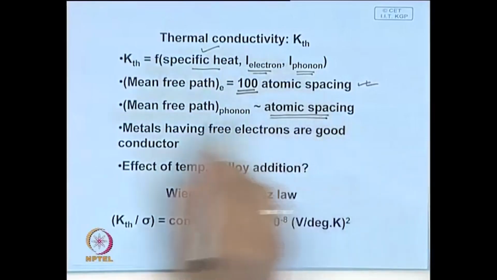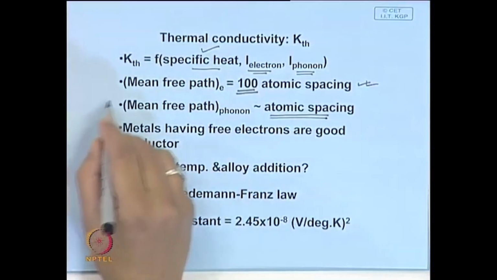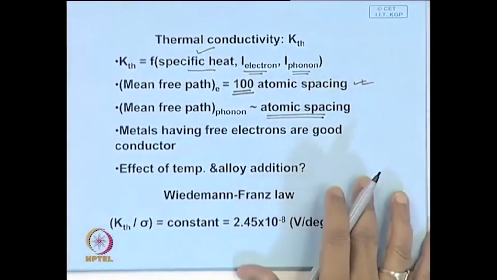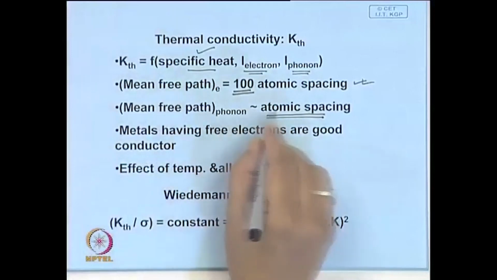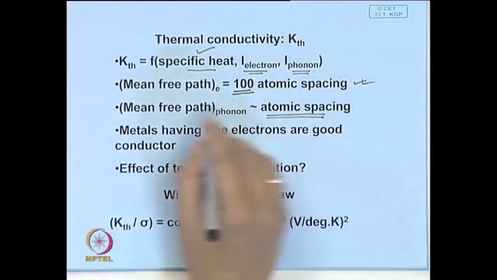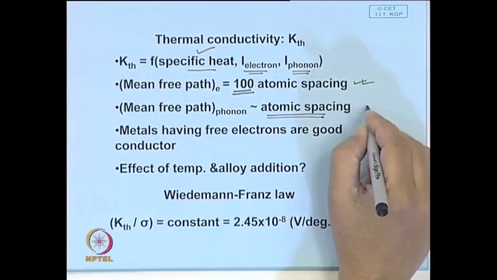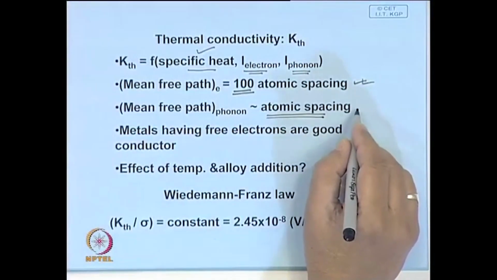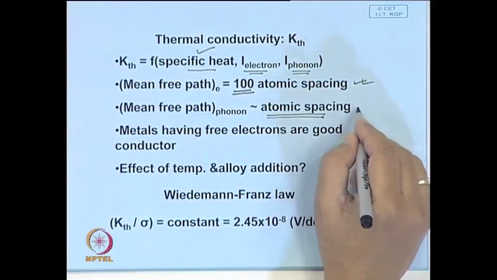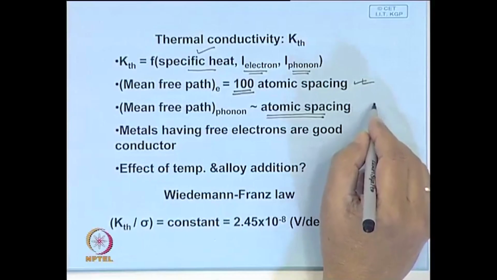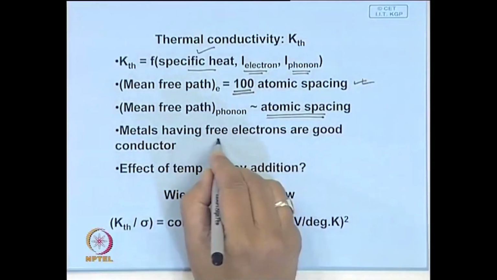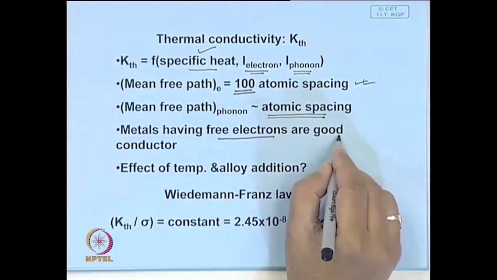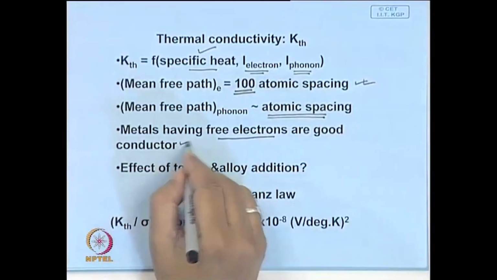So, therefore, any structure, solid or liquid, wherever you have basically ionic or covalent bond, there is no free electron. So, they are bad conductors, in fact, even bad thermal conductors. Metals have free electrons, they are good electrical conductors. So, they are good thermal conductors as well.